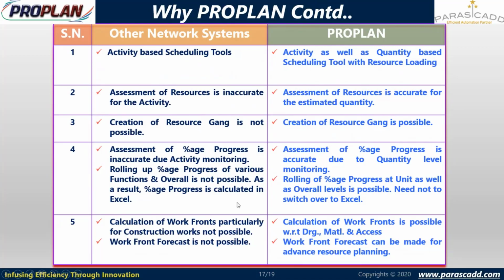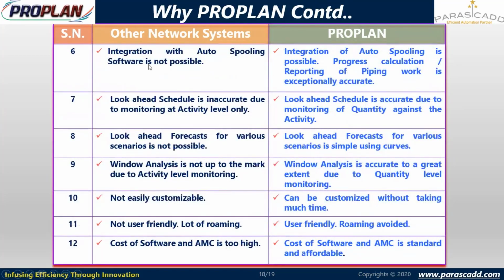In other networking systems, calculation of work front, particularly for construction work, is not possible. And in ProPlan, calculation of work front is possible with respect to drawing, material, and access. In other networking systems, work front forecast is not possible. In ProPlan, work front forecast can be made for advanced resource planning. In other networking systems, interaction with the auto spooling software is not possible. In ProPlan, integration for auto spooling is possible. Progress calculation and reporting of piping work is exceptionally accurate.